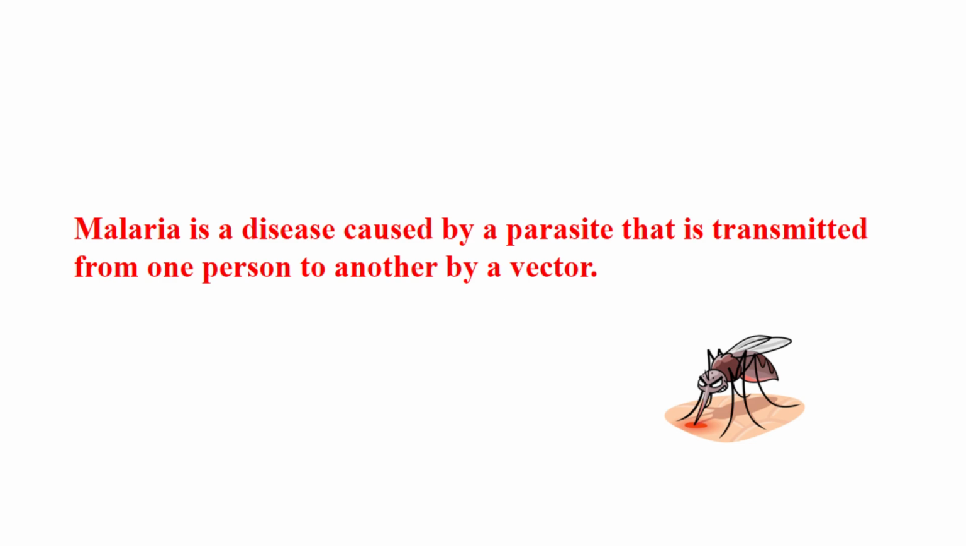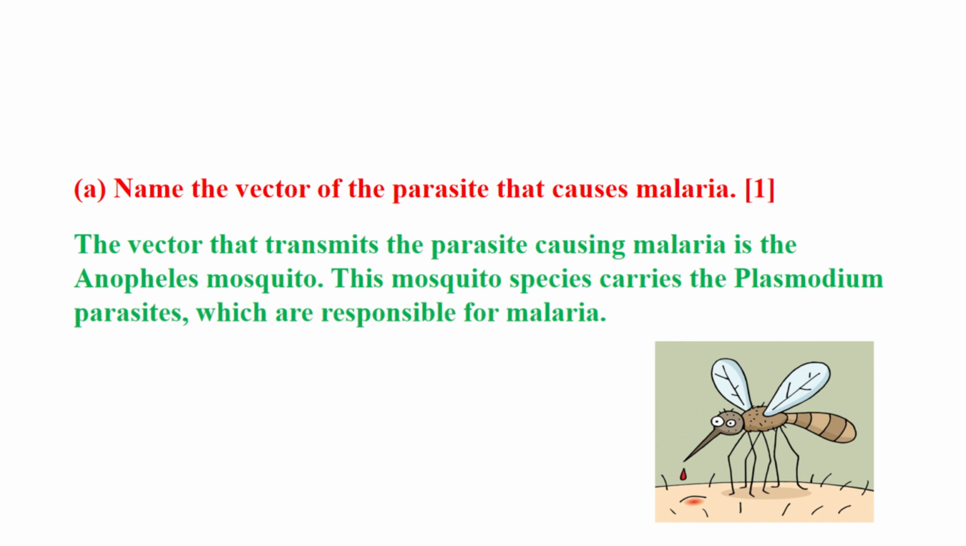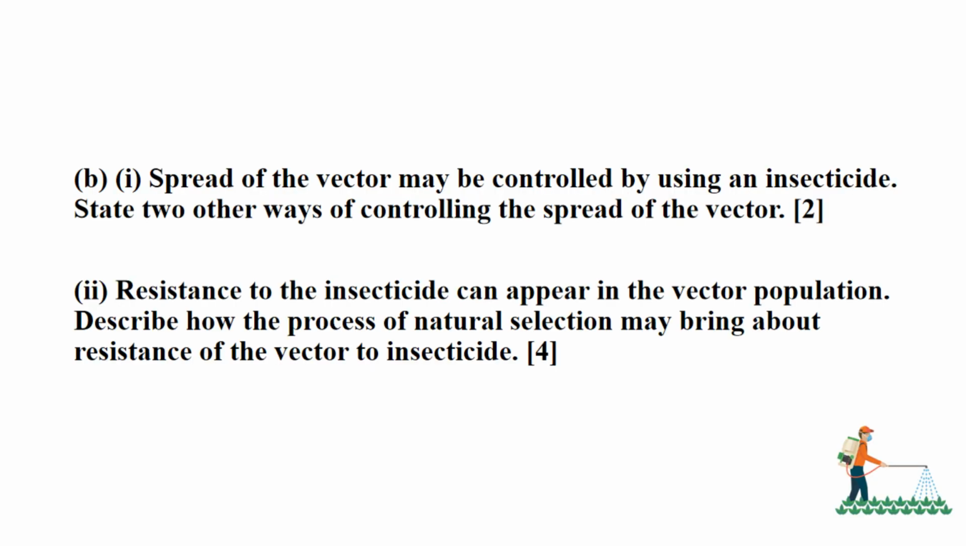The last question, question 9, carries 7 marks. Malaria is a disease caused by a parasite that is transmitted from one person to another by a vector. In Part A, name the vector of the parasite that causes malaria. The answer is that the vector for malaria is the Anopheles mosquito, which transmits the Plasmodium parasites causing the disease. Part B is divided into further 2 parts. Let's look at these parts one by one.